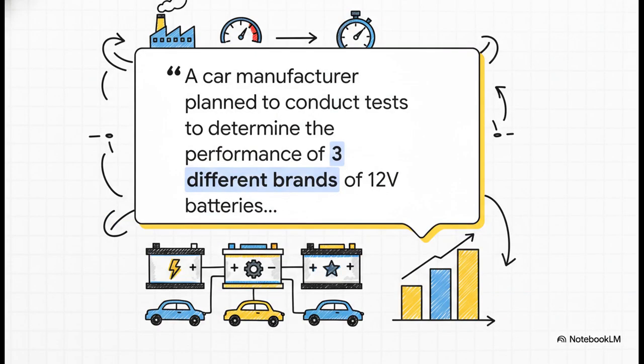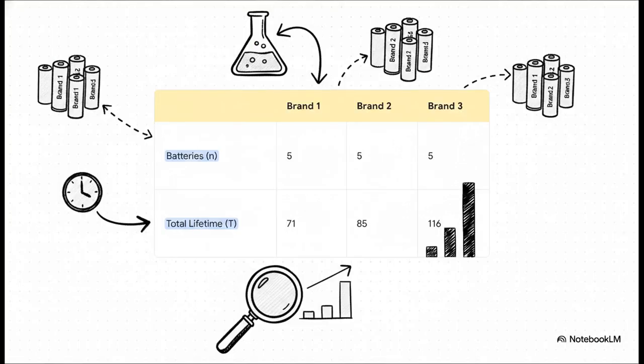All right, here's our scenario. A car manufacturer needs to pick a battery supplier. They want to know if there's a real significant difference in the average lifetime of 3 of the top battery brands. This is a classic business problem, and it's absolutely perfect for ANOVA. So the engineering team grabs 5 batteries from each of the 3 brands, that's 15 batteries in total, and runs them till they die under the exact same conditions.